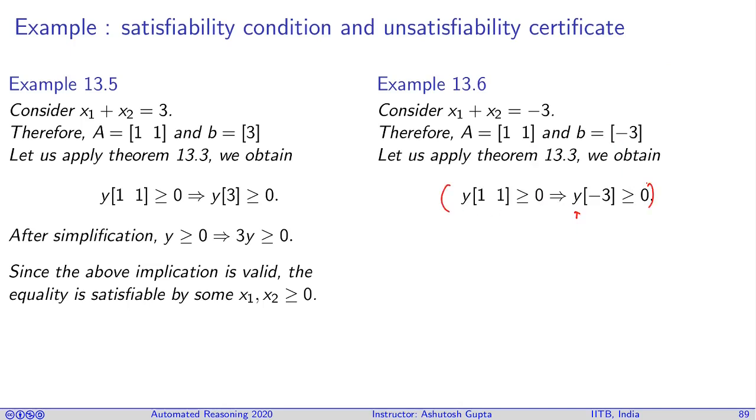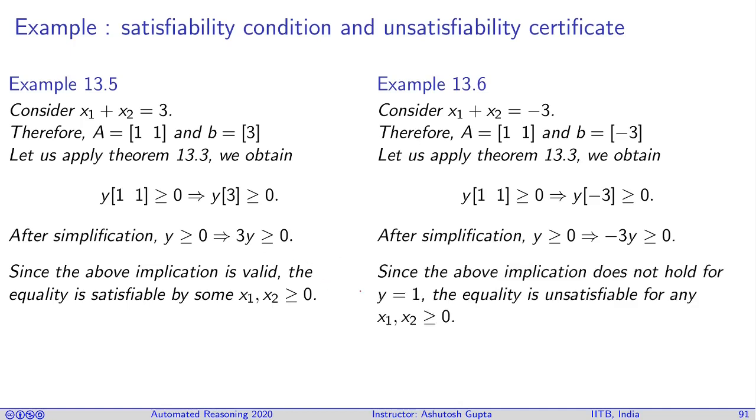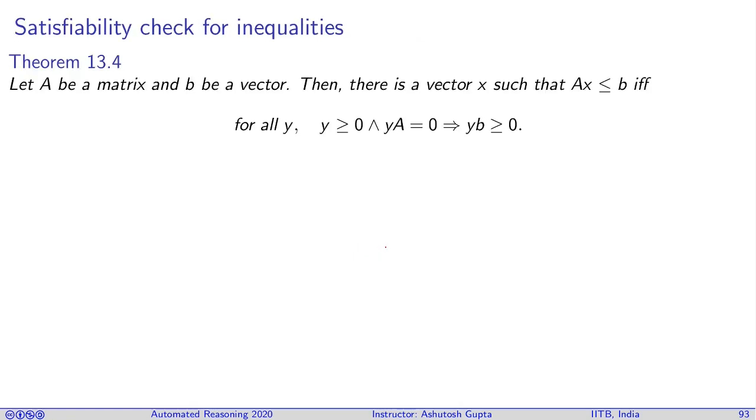Okay, yes, there is a y. Simply picking y equals to 1. If you pick y equals to 1, that simply says that this theorem does not hold. So this formula is unsatisfiable. So y equals to 1 becomes a certificate of your unsatisfiability. We can further extend this theorem to fulfill linear inequalities.